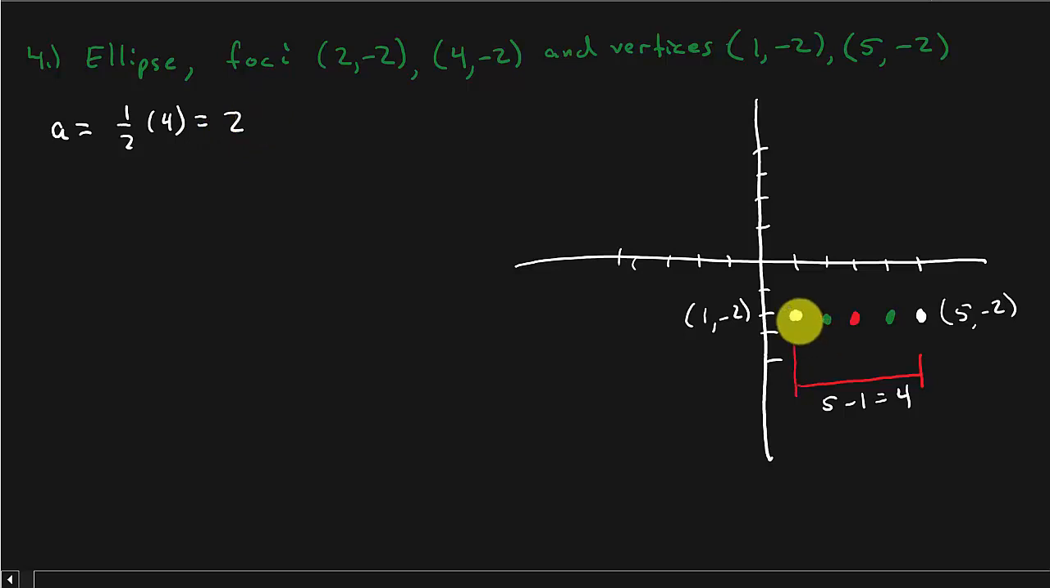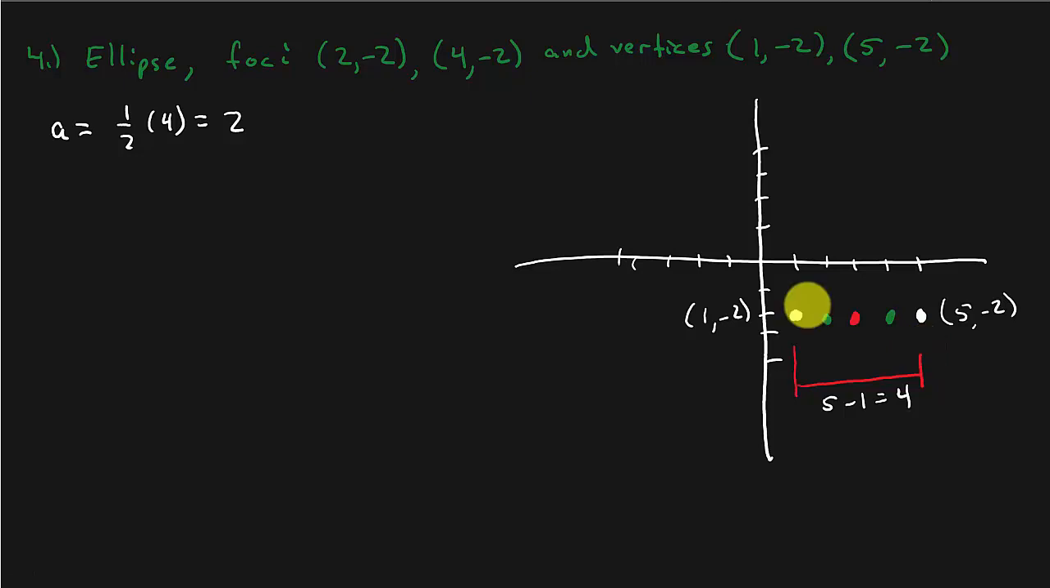Now, how do I know that? Because look, this total distance here is 4, right? Well, remember, from the center, that's over and over. So I got to go over 1, 2, over 1, 2. That's a. a is half that distance between the vertices.